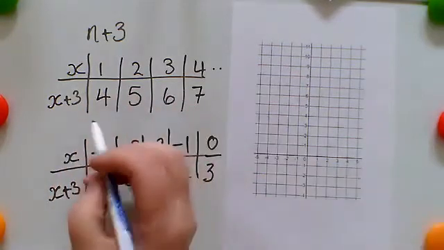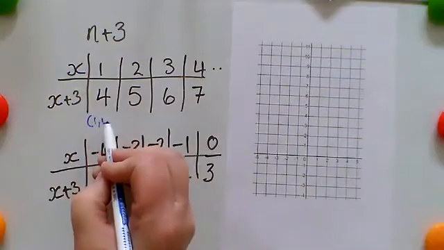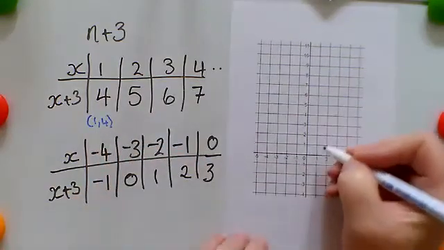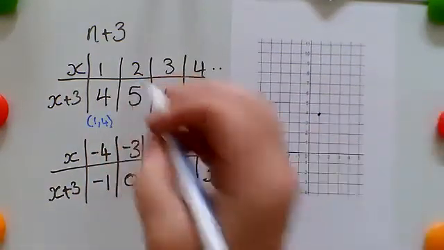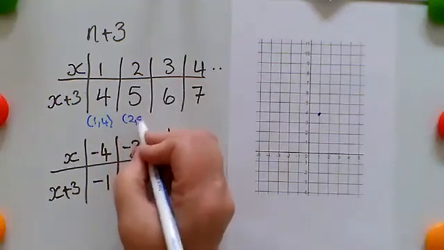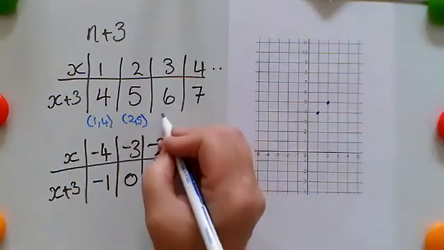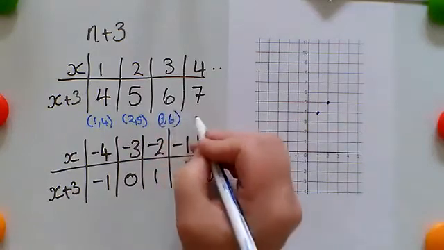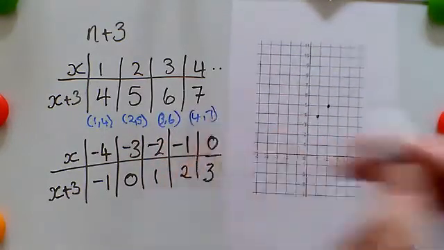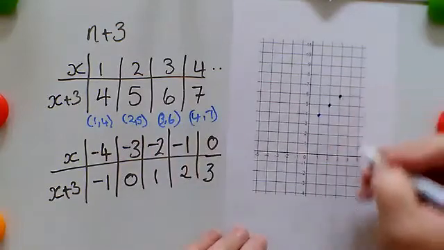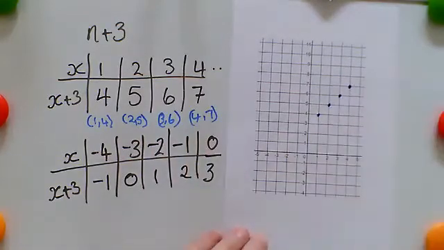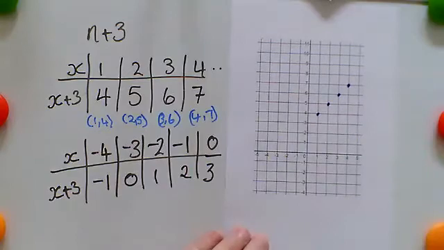So the coordinates I can plot here are 1, 4. That's one point on my line. Then 2, 5. That gives me another point on my line. 3, 6. And 4, 7. And you can already see the pattern that we're creating.